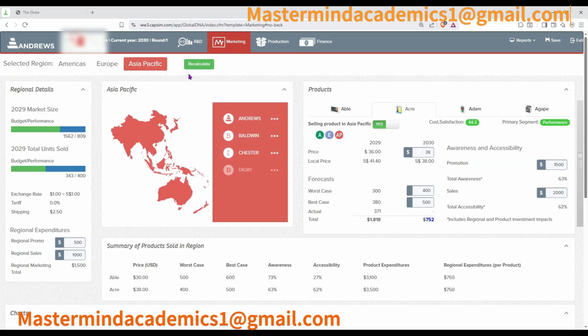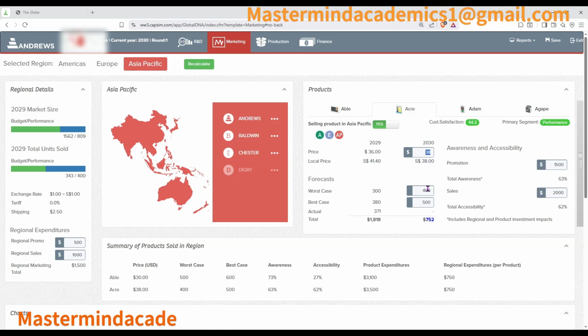Lastly, the Asia Pacific market, where we are still talking about the same products. Able, I'm selling at 30. Forecast 500 for the worst case, 600 for the best case. Promotion is giving me 73%, and accessibility is giving me slightly lower, which is 27%. Next is Eka. For Eka, I'm selling it at 38.